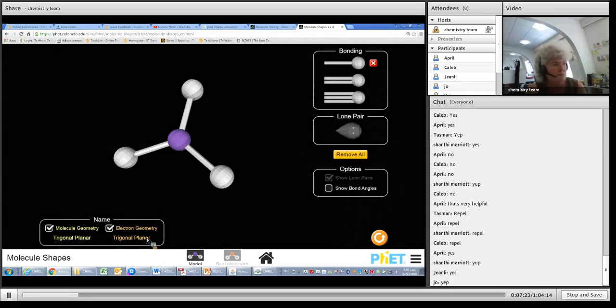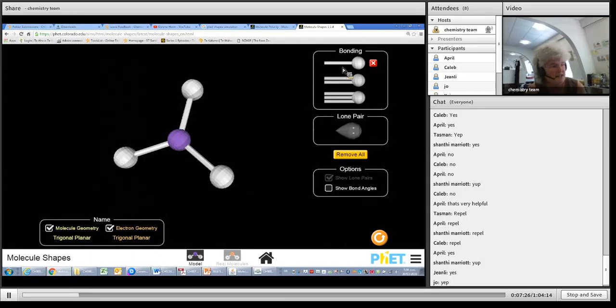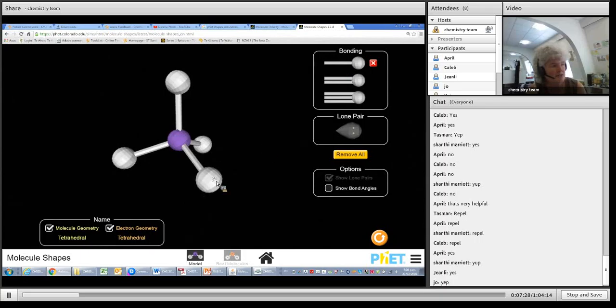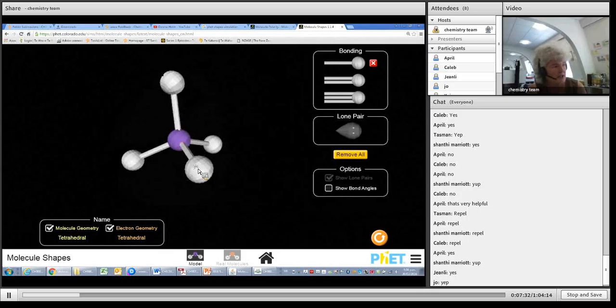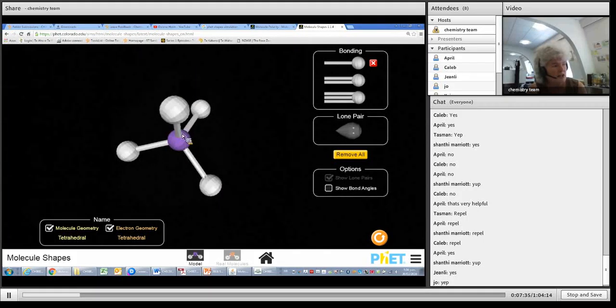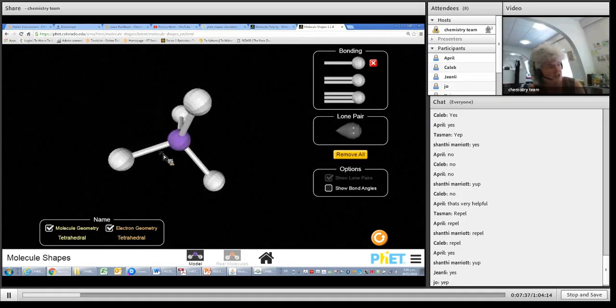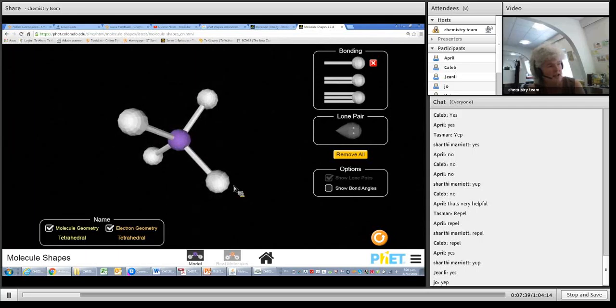If I add another bond, okay, there's my tetrahedral shape, and you can drag this around as you like. Notice bonds are flexible, you know, they can go up and down. So that's your tetrahedral shape, and the bond angle between any two bonds is 109 degrees. It's one of those things you do have to learn. So when I had a trigonal planar, it's 120, and you can actually show bond angles.